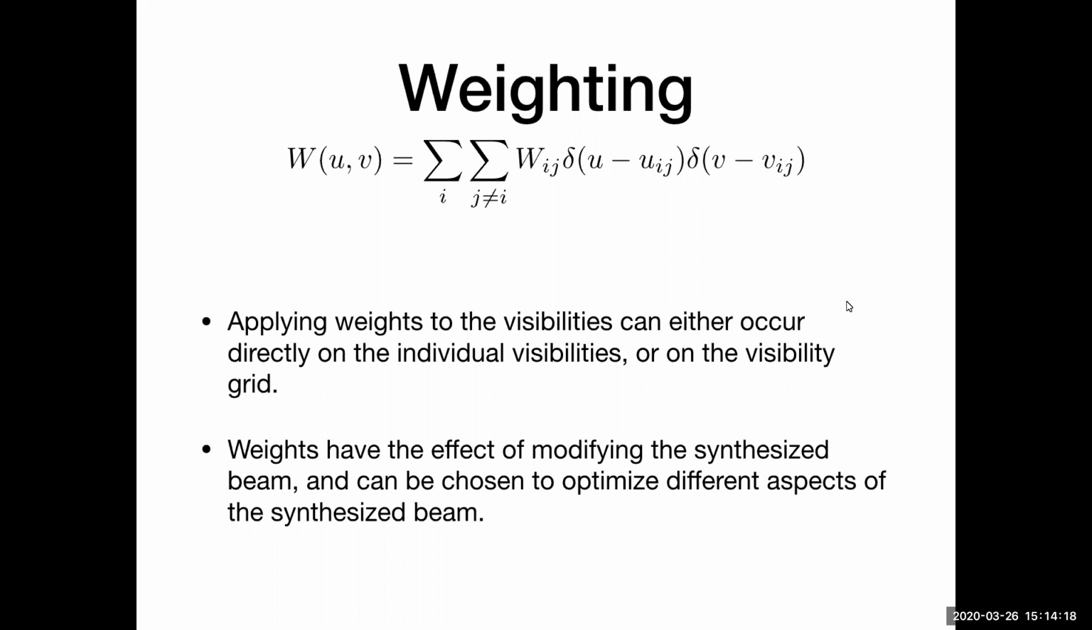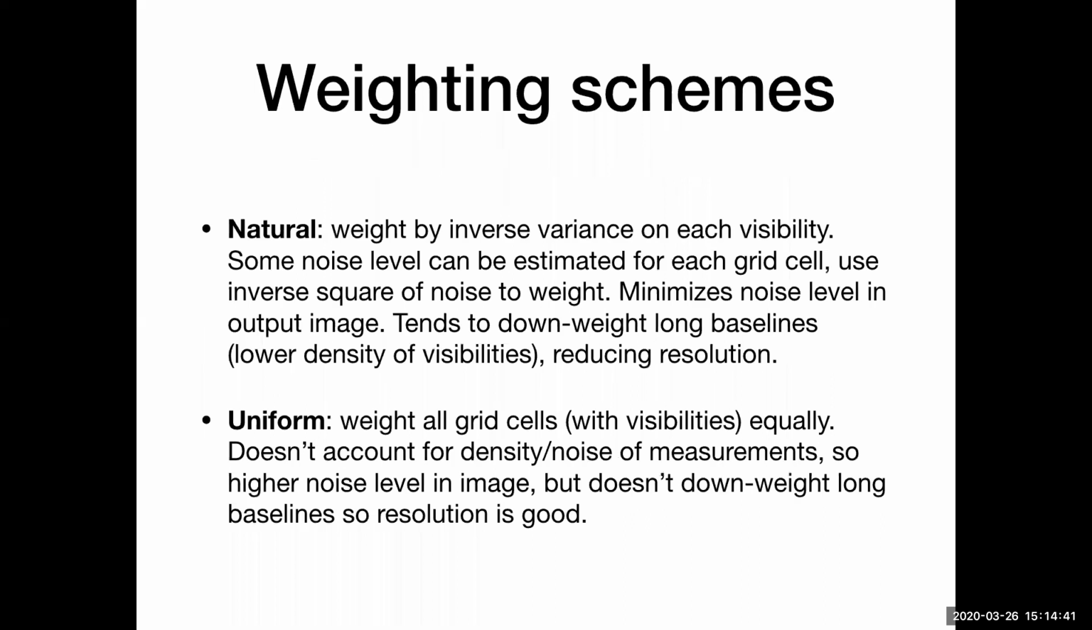These weighting schemes are automatically implemented in most modern imaging packages, where you can select from a list of implemented weighting schemes, and it automatically calculates what the weights should be for your data according to some scheme. Some of the more standard weighting schemes I wanted to discuss, starting with the natural weighting scheme, which is essentially the noise minimization scheme.